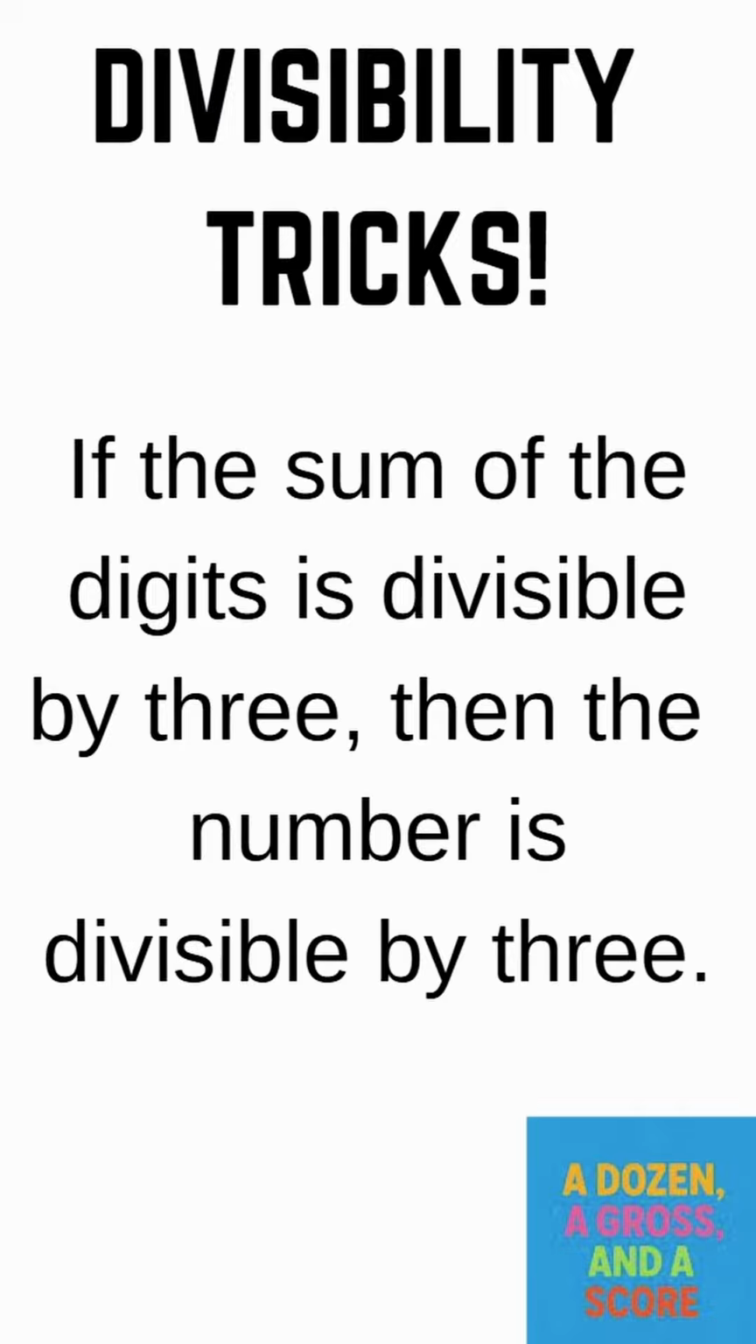Have you ever heard of these divisibility tricks? Like, if the sum of the digits of a number is divisible by 3, then that number is also divisible by 3. Well, here's an explanation of why some of these tricks work using modular arithmetic.